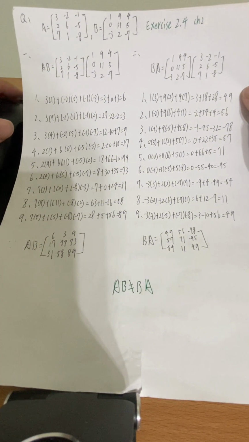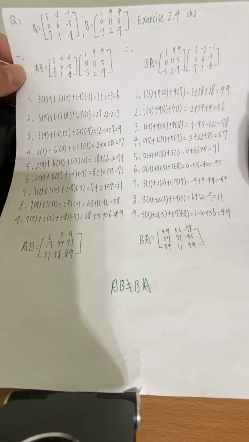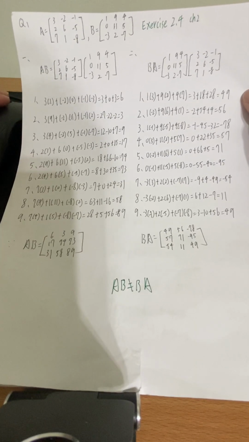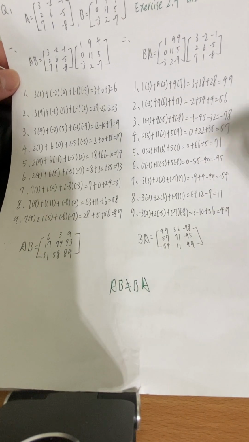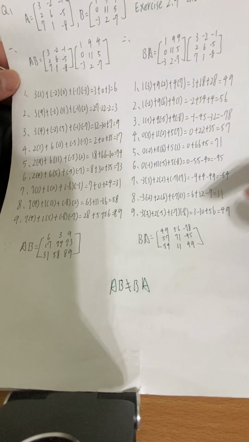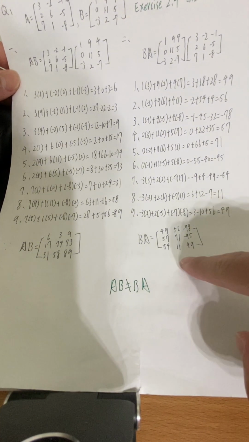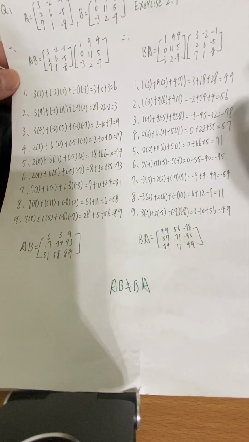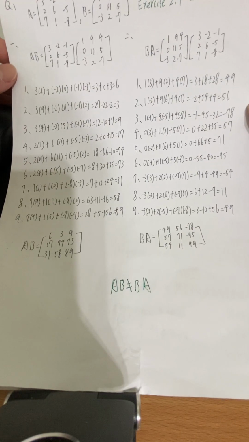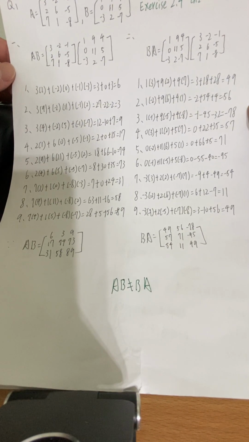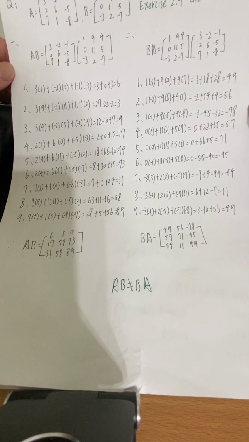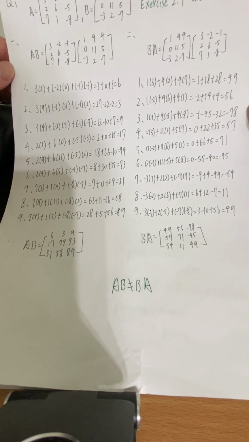Next, we calculate BA using the same method and the same process. And the answer is BA. This is the answer. And since AB is not equal to BA, we conclude that matrix multiplication is generally not commutative.